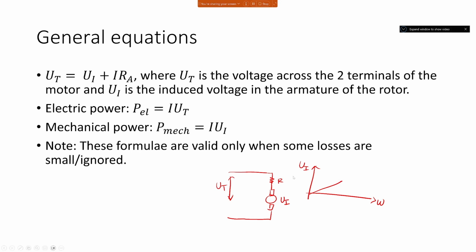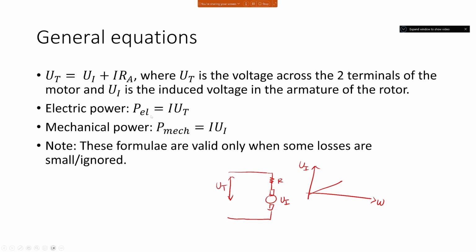But in a motor, so far based on what we have seen, we have this resistance of the coil, and then because of the rotation, there is an induced voltage inside the coil, which is acting against the current being supplied. So that is also a voltage drop effectively. That is why we have this UT equals UI plus IRA.